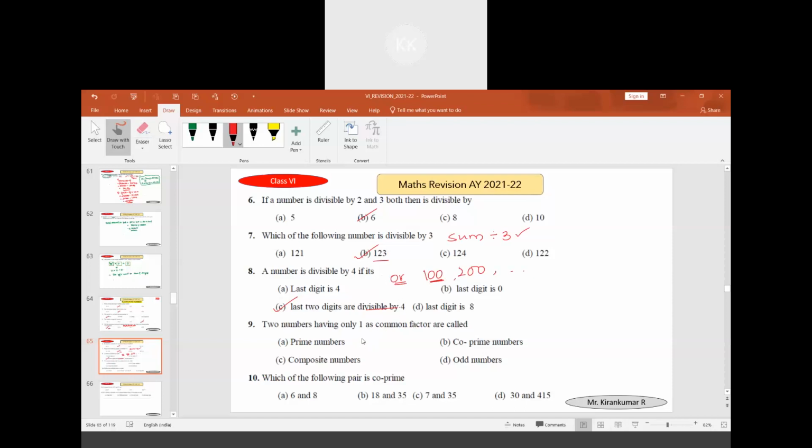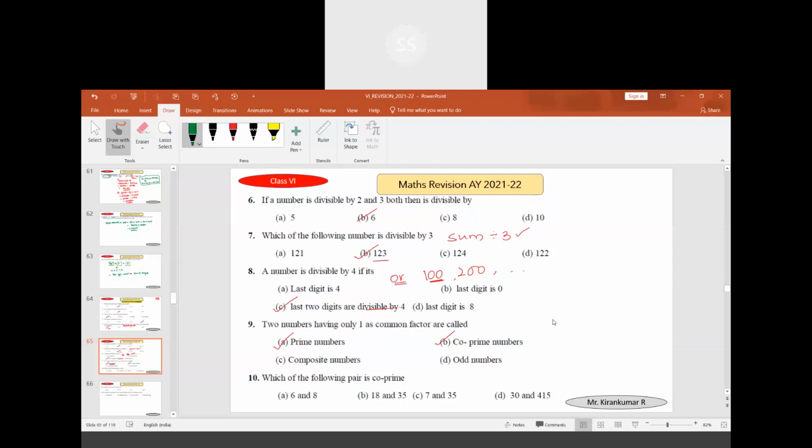Two numbers having only one as a common factor are called co-prime numbers. What are co-prime numbers? The two numbers having only one common factor, that is, their HCF is equal to 1. Then they are known as co-prime numbers.